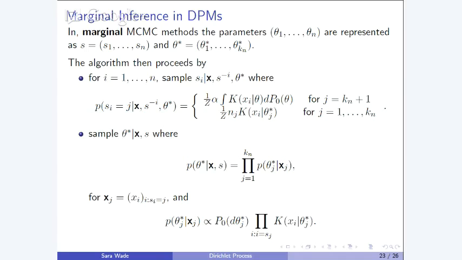Instead, if he wants to be equal to a new one, this probability here is proportional to alpha, and this thing here is x_i. Well, it would be given theta star K_n minus i plus 1, but we don't know this value, so we have to integrate this with respect to the base measure.